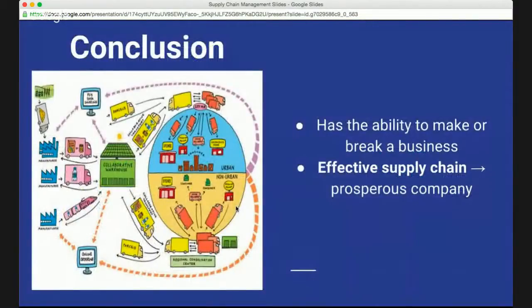So, in conclusion, we can see that the supply chain management can truly make or break a business. If a company has an effective supply chain management, then they have a greater chance of prospering. In this presentation, we covered how a supply chain is vital for businesses. We also covered the benefits of a supply chain management software and the business integration process in order to make sure your supply chain is as effective as it can be.